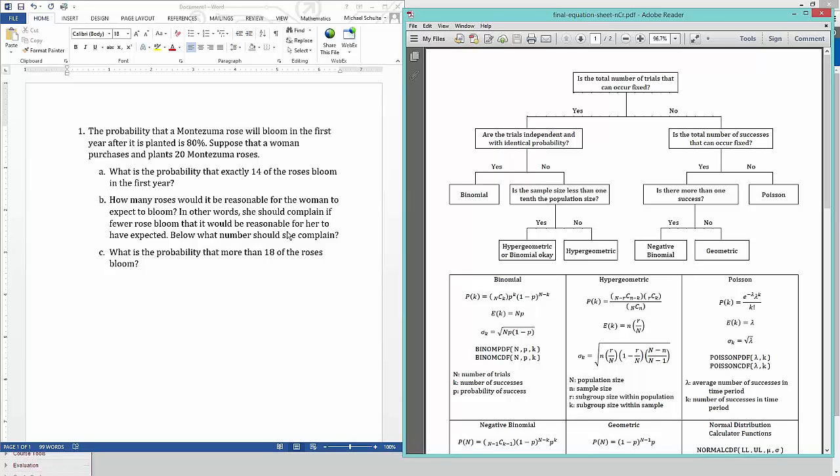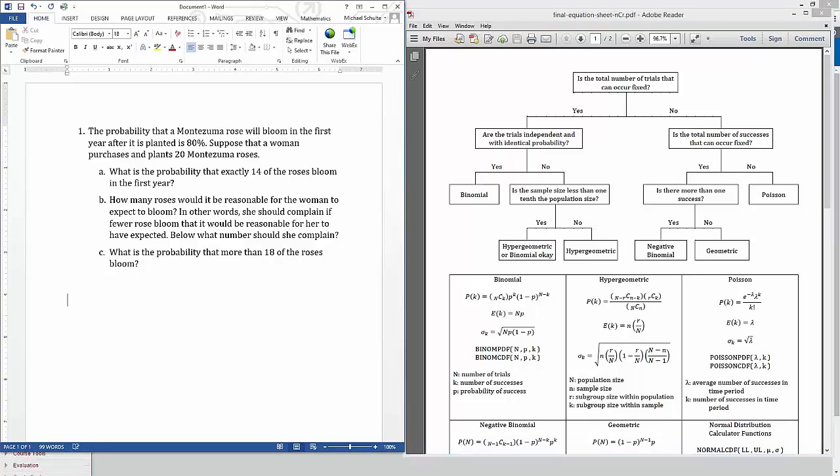So the book walks through some of these different things, but the key here for tonight is we can identify which distribution it is, and then we would know how to answer these different questions. The probability that more than 18 of the roses bloom, we would calculate the probability for 19 and for 20 and add them together, right? Okay, that's one. Let's take a look at another question here.